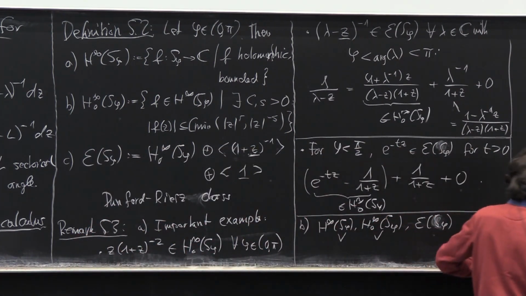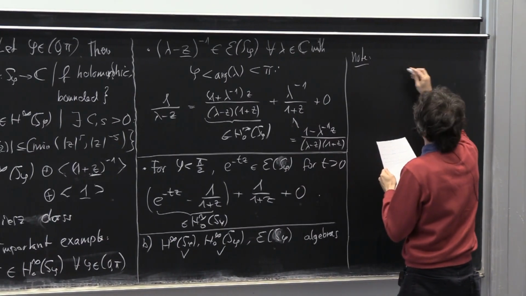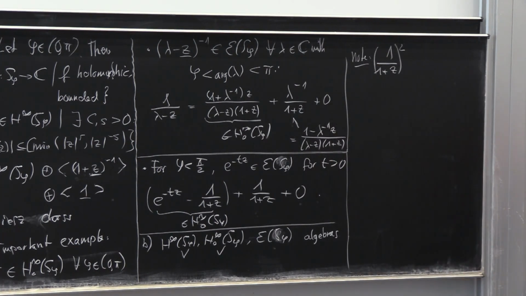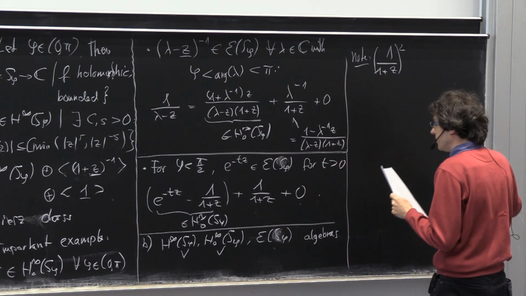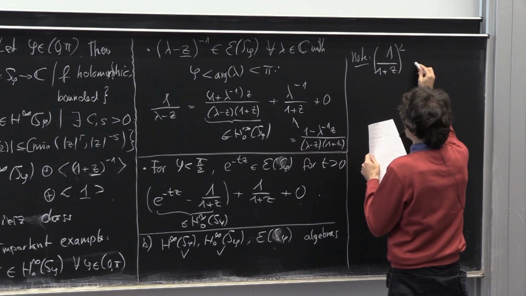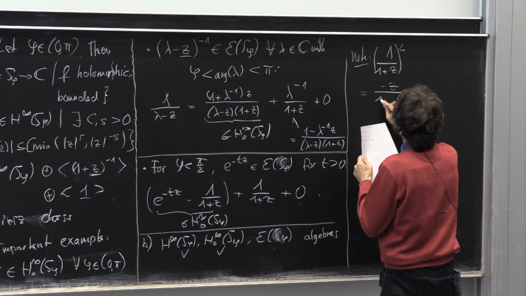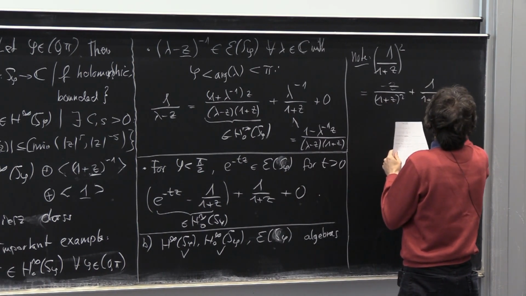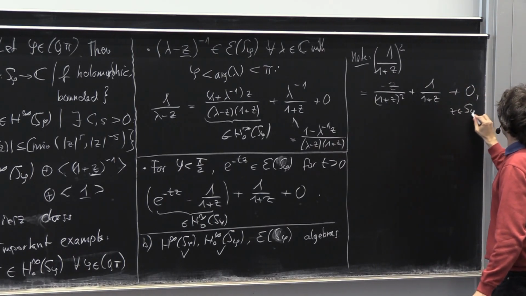So what you have to check is what happens if you take this function and multiply it with itself, till you end up in the algebra. And the trick is again to find a good decomposition like that. The right thing here is to write this as minus z over (1 plus z) squared plus 1 over 1 plus z plus 0. And this works for all z in S phi.